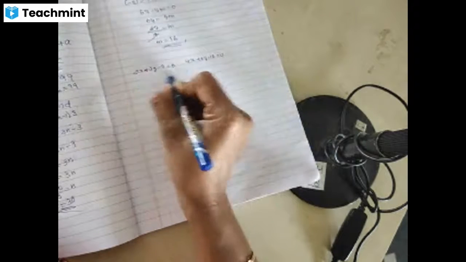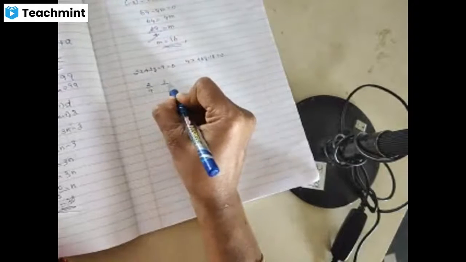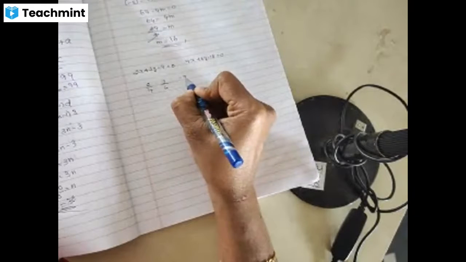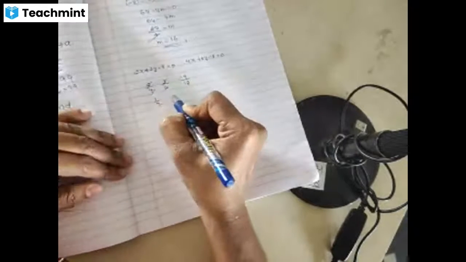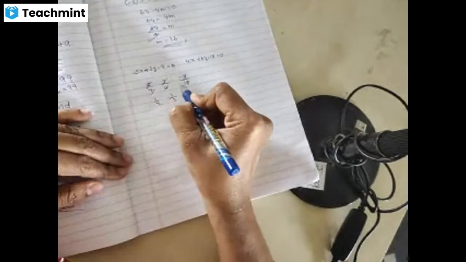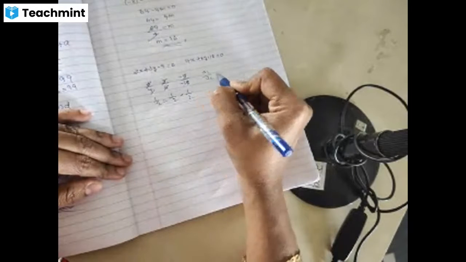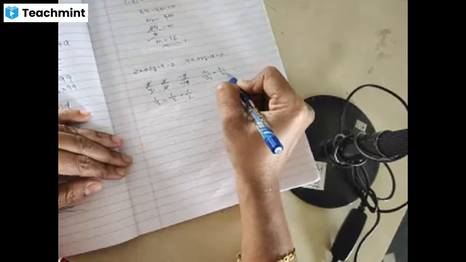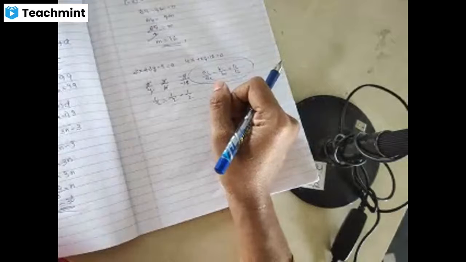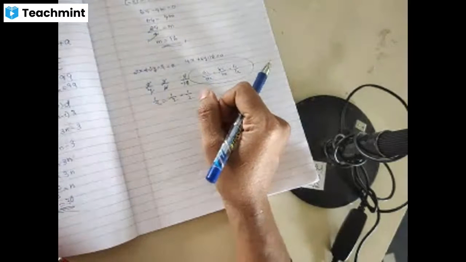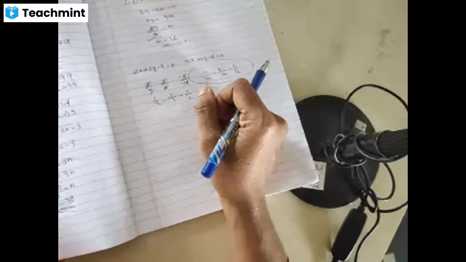Now we'll check A1 by A2, 2 by 4, B1 by B2, 3 by 6, and C1 by C2. Okay, all three are possible. This is also negative half. So all three are equal. The condition says A1 by A2 is equal to B1 by B2 is equal to C1 by C2. So all three are equal means which type of lines is this, students? Coincident. Very good. Coincident lines.